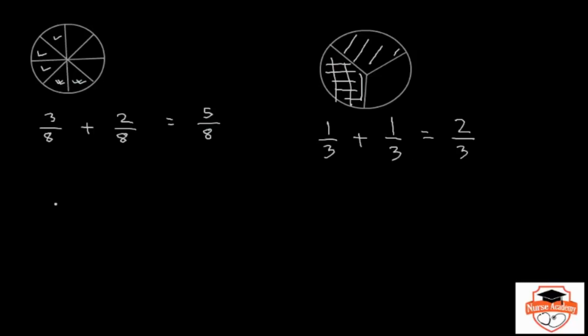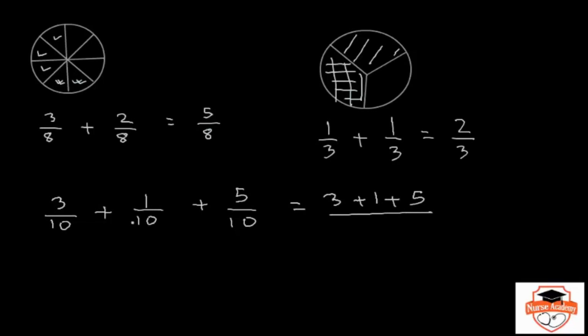And like I said, you could extend this idea to more than 2 fractions. So for example, if you were to add, let's say 3/10 with 1/10 with 5/10, which of course simplifies to 1/2. 5 over 10 is the same as 1 over 2, but we will keep this form in this problem. So 3/10 plus 1/10 plus 5/10 is going to be 3 plus 1 plus 5 on the top, all over the same denominator 10. So this is going to give you 9/10.